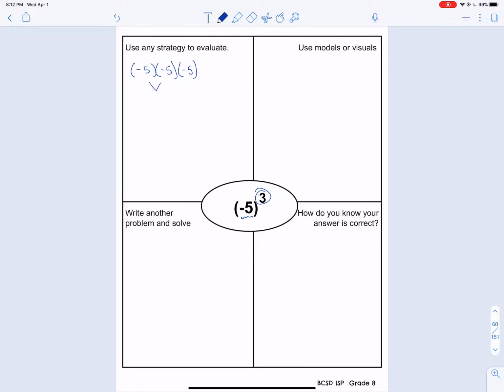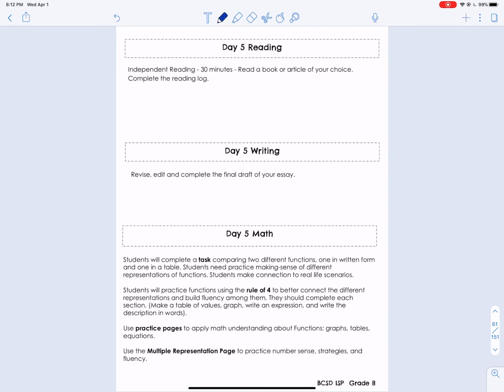So the first two, negative 5 times negative 5 is positive 25. Times negative 5 again. So 25 times 5 is 125. But we have a positive times a negative, so that's going to make it negative 125. And you can use a calculator to check this. It's fine. Okay, and then the rest I'm going to, again, leave up to you. And that should be the end of day 4.